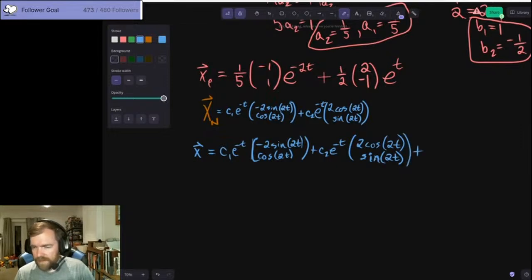Okay, plus, and change color just to highlight that. 1/5 times negative 1 e to the negative 2t.